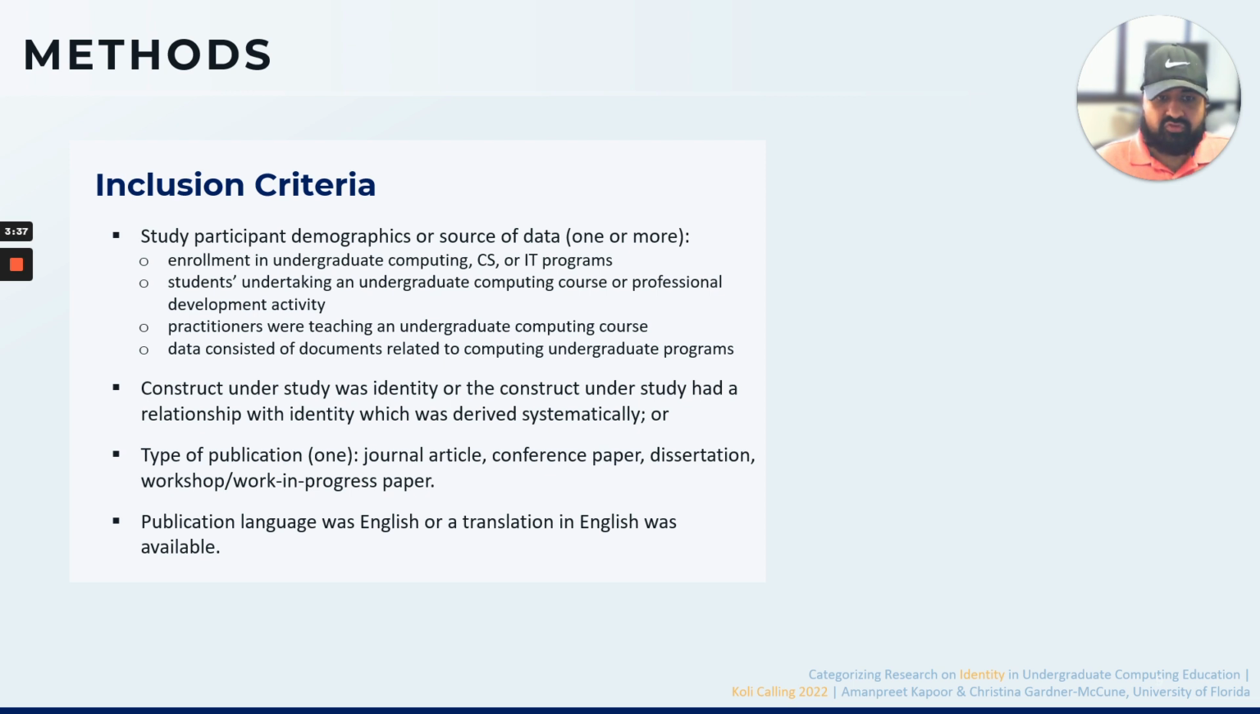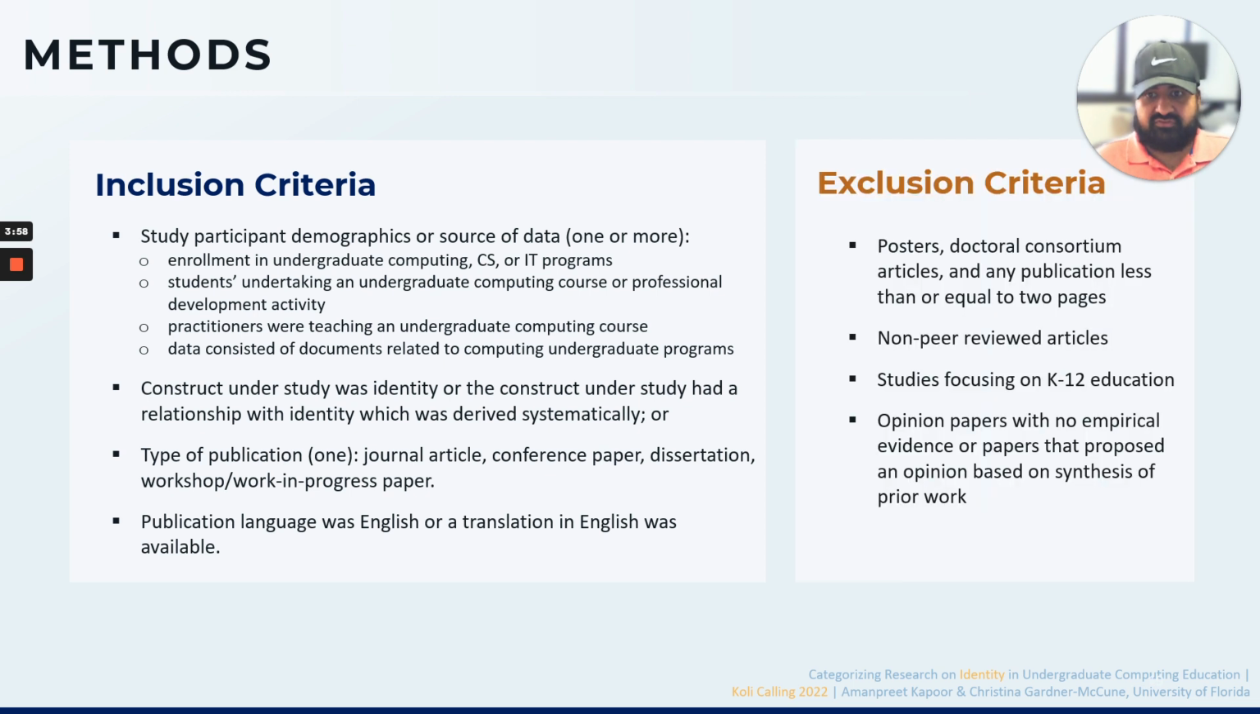The papers also satisfied the other 3 criteria, which was the construct under study was identity, or a relationship to identity was derived systematically. The types of papers that we selected were either journal papers, conference papers, dissertations, workshop, or work in progress papers, and the language of publication was English.